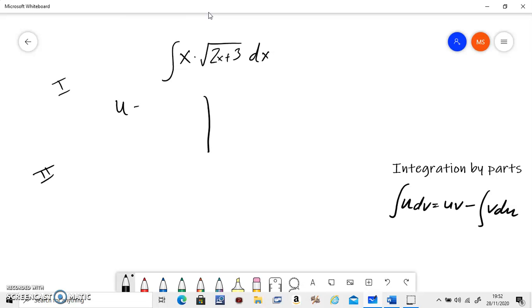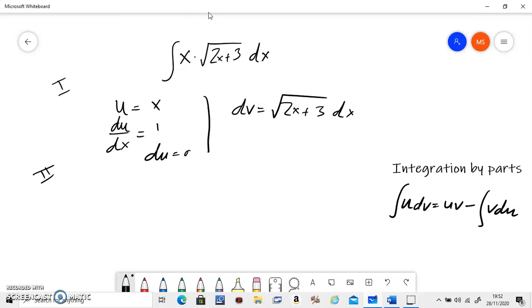Find the u, find the dv. So u is x, and dv is square root of 2x plus 3 dx. Do du over dx here. It's 1, so du is dx. This is simple. This is one of your results. Now on this side we have to integrate.